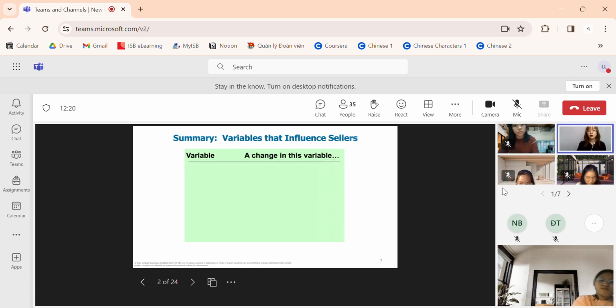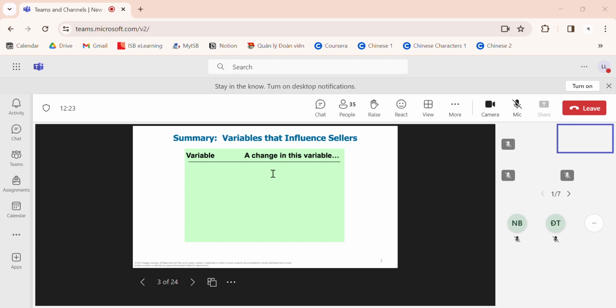And next, about supply. So a similar question. Can you tell me how many variables and what are those variables that influence sellers? Okay, so Hung.